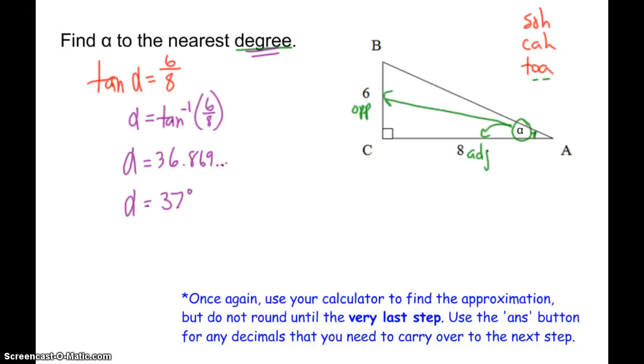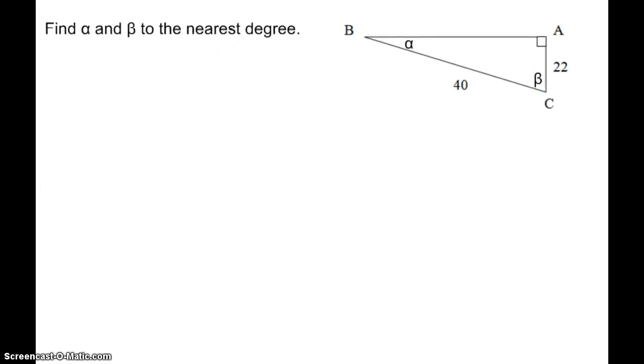Let's go ahead and look at the next example, and I'm going to do the first part of this and then let you work on the second part on your own, and I'll just give you the answer. So if I want to find alpha and beta to the nearest degree, let's start with alpha. I'll do alpha and then I'll let you do beta. So alpha, if this is my angle, then the sides that I have are hypotenuse and opposite. So the trig function I'm going to use that uses opposite and hypotenuse is sine. So the sine of alpha equals opposite over hypotenuse.